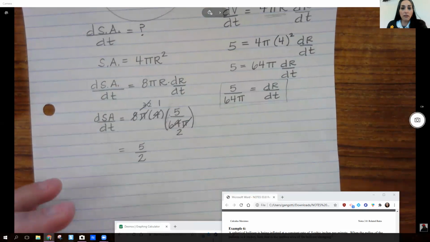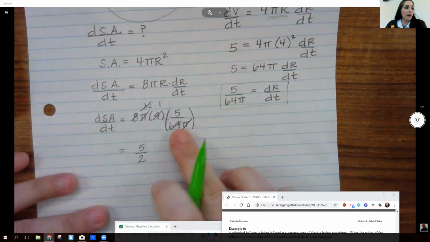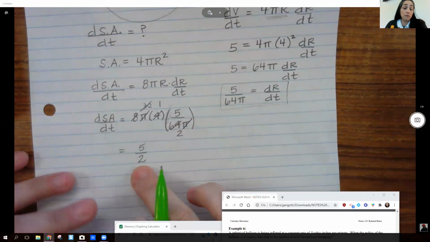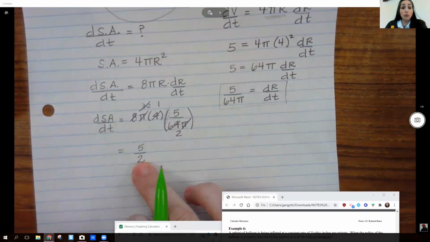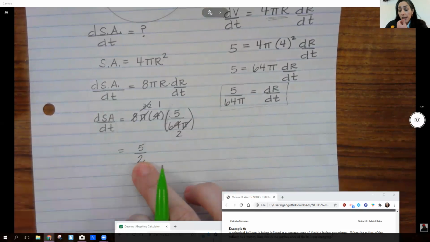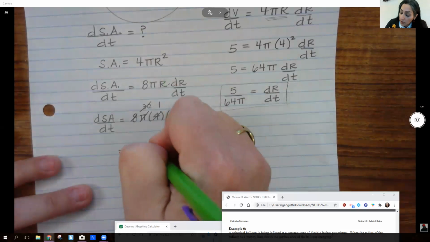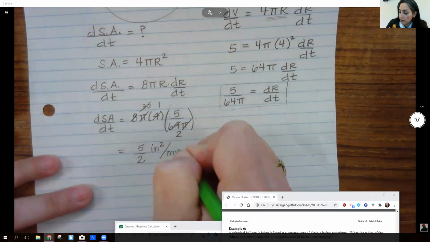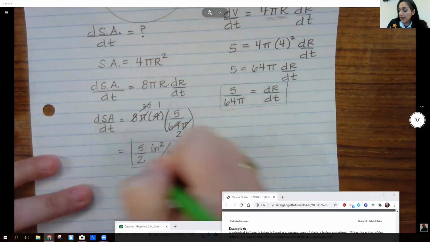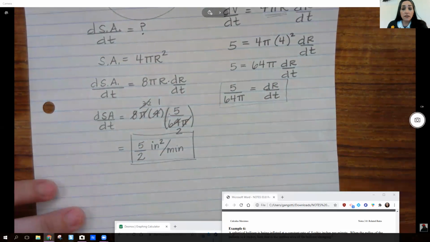Okay, so it's actually better that we didn't try to get a decimal for this dr dt, because having the pi in there made this work out real nice and more accurate too. Now, this 5/2 represents a rate of change. It's a rate of change of surface area. So in this problem, our dimensions are in like inches and time is in minutes. So you're going to label this with inches squared, because surface area, per minute. Okay? So that's how quickly the surface area is changing when the radius is 4.